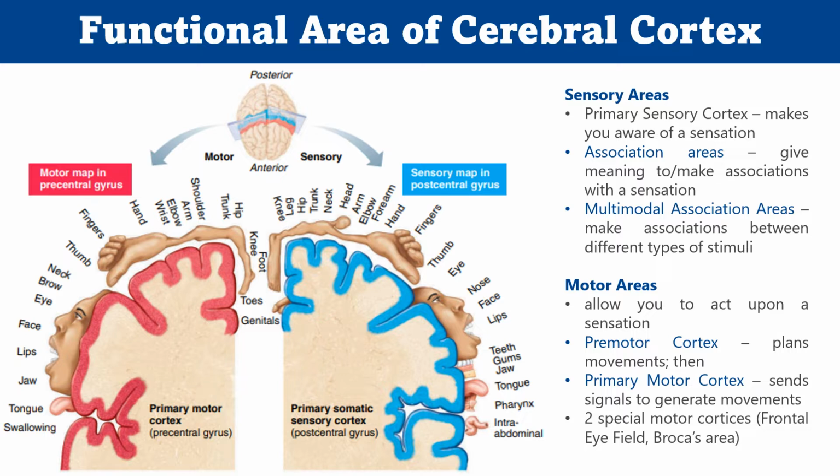Then we have motor areas. Motor areas allow you to act upon a sensation. The premotor cortex plans movement, then the primary motor cortex sends signals to generate movement. Two special motor cortex areas are the frontal eye fields and Broca's area.